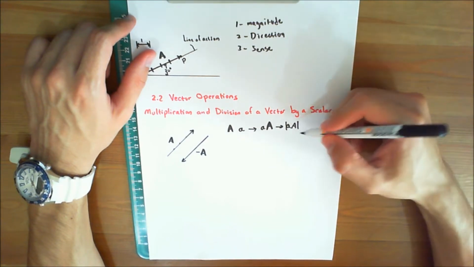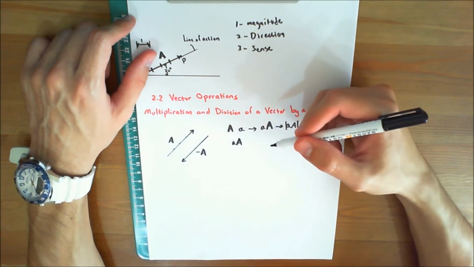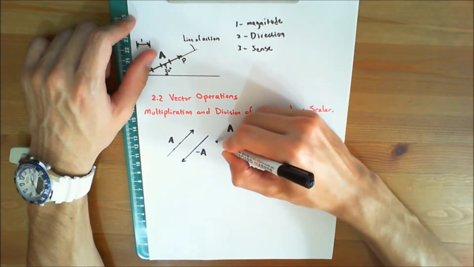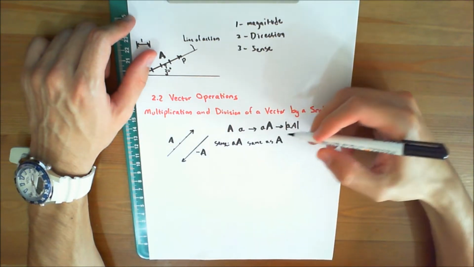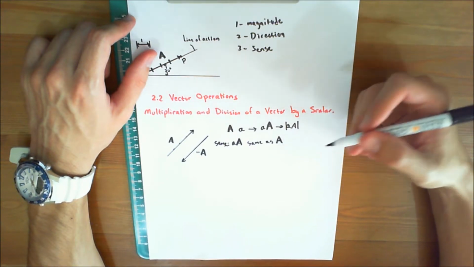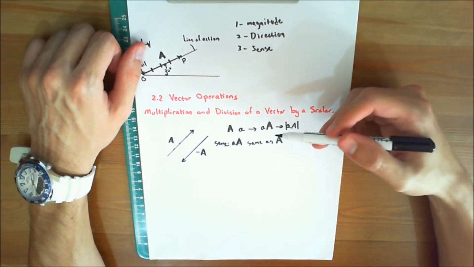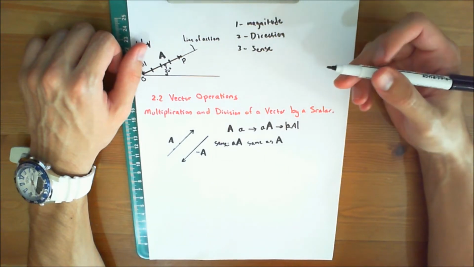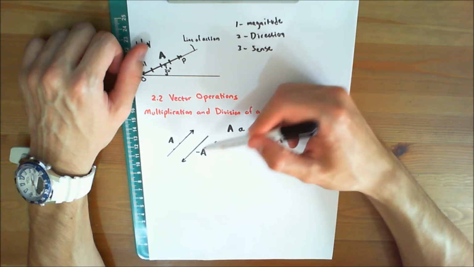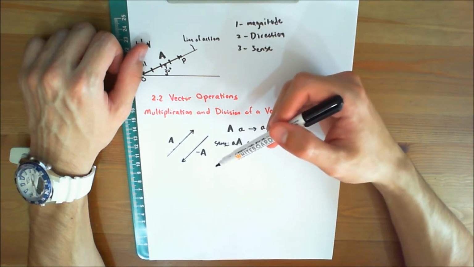Now the sense of this vector aA is the same as A, provided a is a positive value. It is opposite to A if a is negative. In particular, the negative of a vector is formed by multiplying the vector by a scalar, such as the one shown in this vector A and vector negative A. The negative of a vector is formed by multiplying it with a scalar -1.